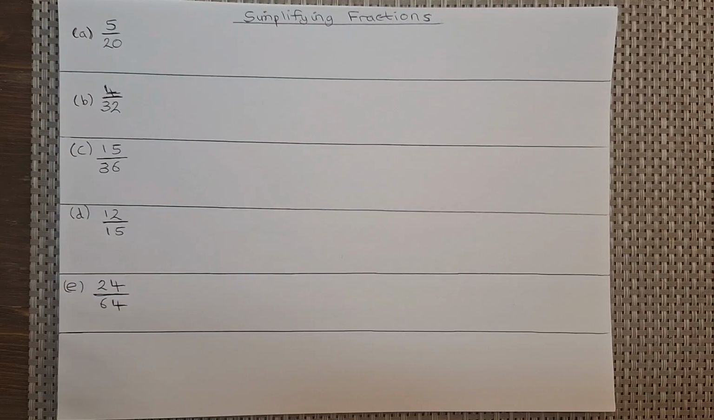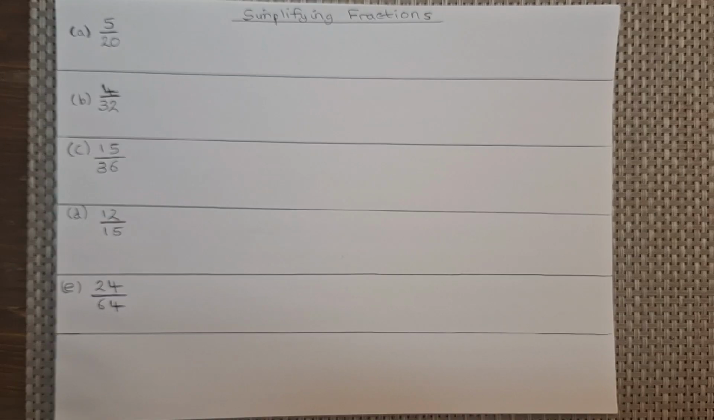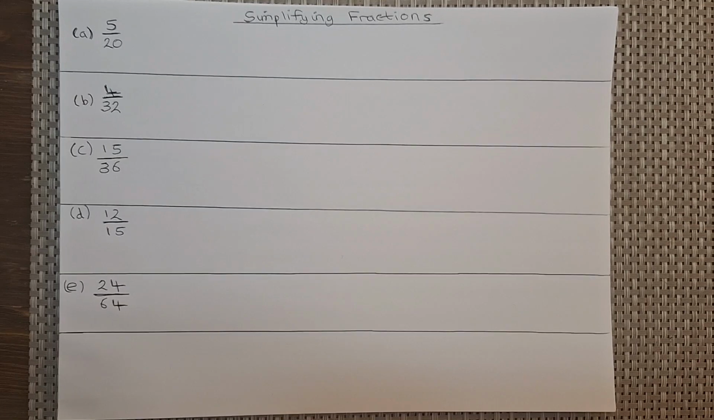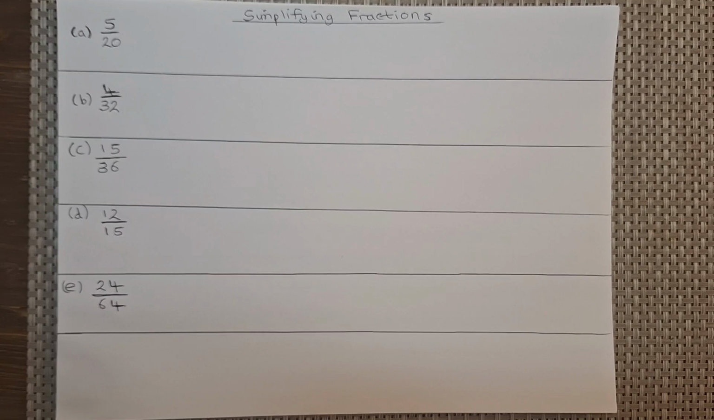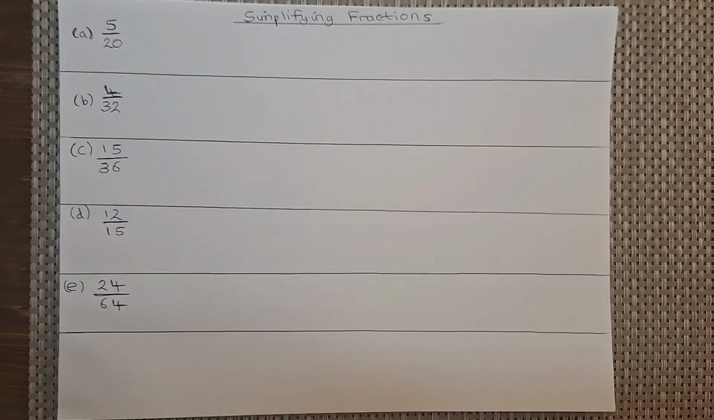This is a lesson on simplifying fractions. By simplifying fractions, we mean expressing a fraction in its lowest terms. To do this, we want to divide the numerator and the denominator by any common factor. We repeat this until the numerator and the denominator have no more common factors.